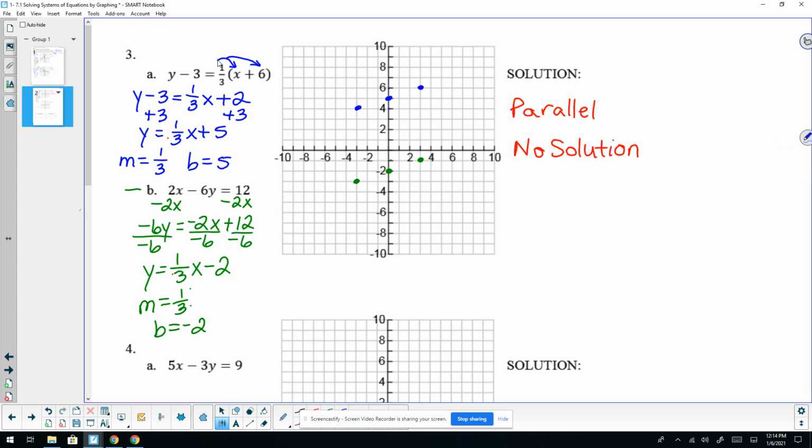And make sure that you finish out your lines even though they are not going to cross and that they are parallel. Make sure you go ahead and finish the lines. Okay? On to the last problem.